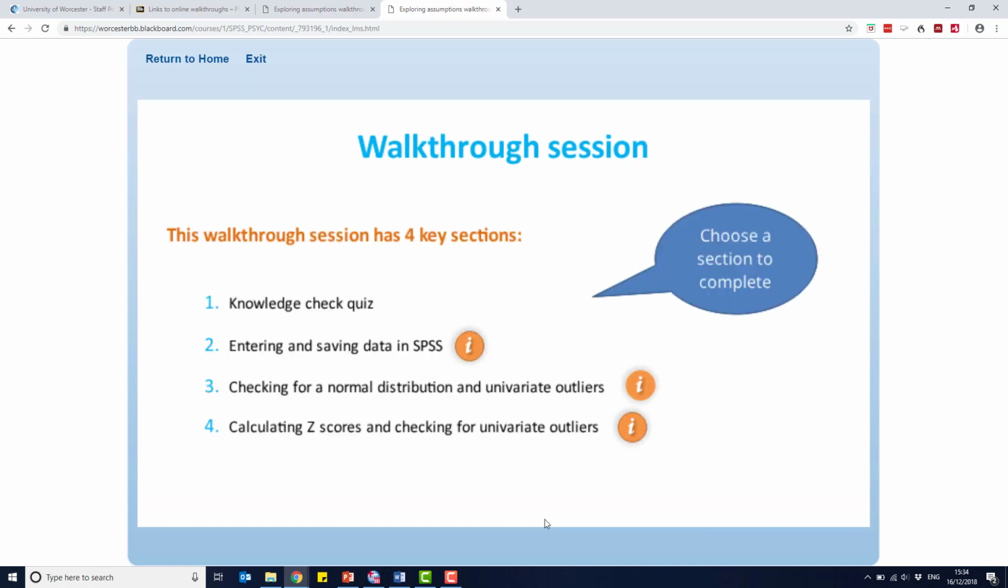It's really important when you're going through these just to have a go. We've got the knowledge check quiz to see if there are things you need to brush up on. But as part of these, checking distribution and things like that, there's also information on how you can write your results up in an APA style. So it's always useful to have this resource.